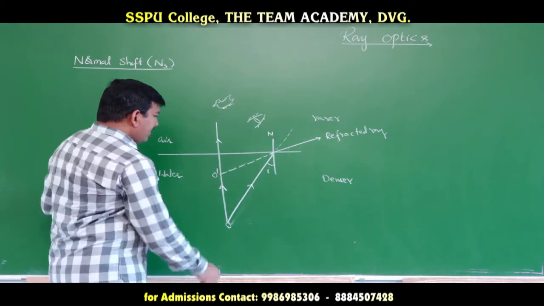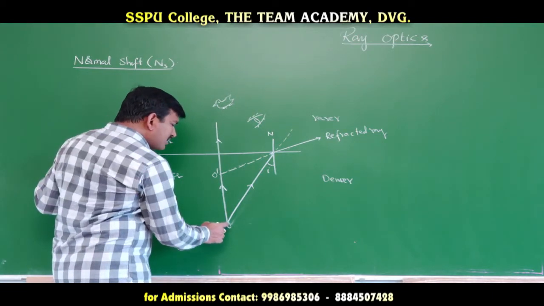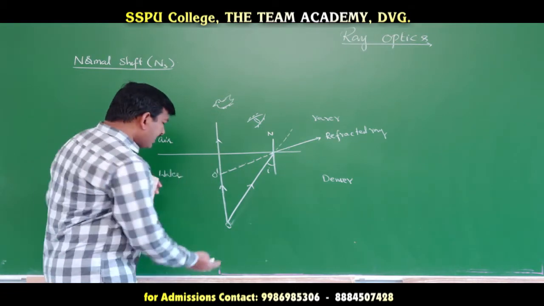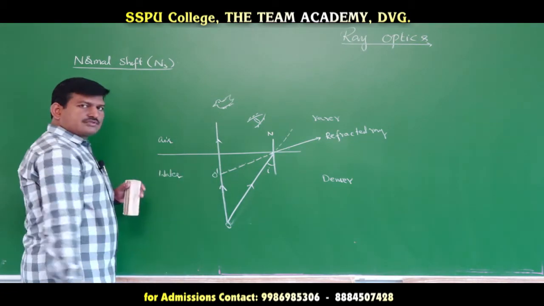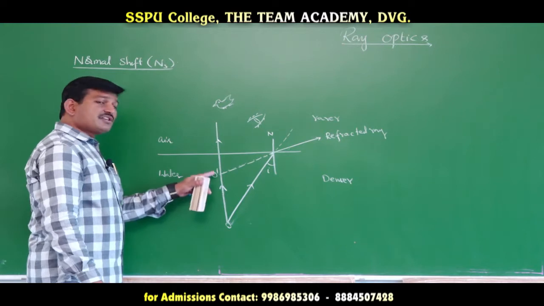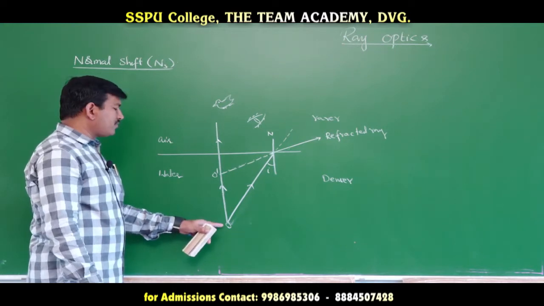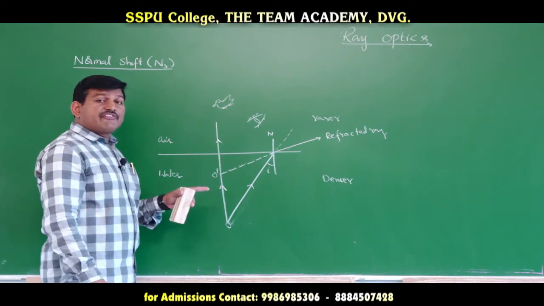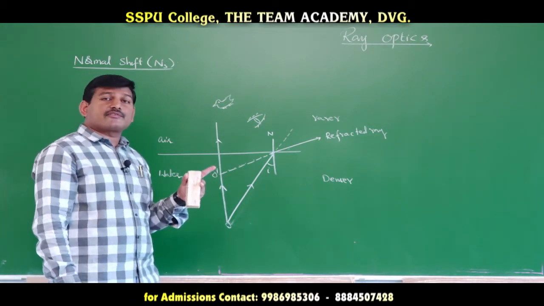That means though the object is here, you feel the object is present here. Is it shifted upward or not? It is not really shifted, but it is virtually shifted from the point O to O dash. So, this is your feeling. Therefore, such feelings in physics are referred to as apparent.